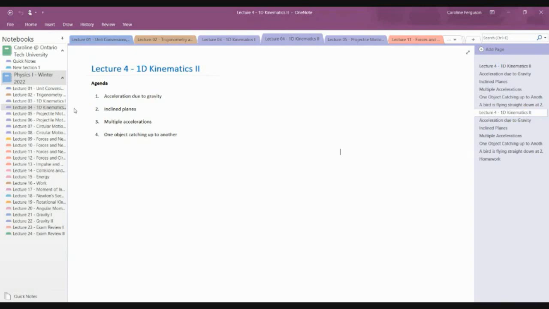We're also going to learn how to deal with inclined planes, so how to do kinematic problems when we have inclined planes. And we also are going to deal with questions that have multiple accelerations. So maybe for one part of the question the object's accelerating at a certain rate, and then later on the acceleration changes. And so we'll look at how to deal with that.